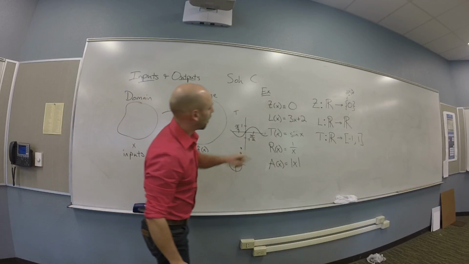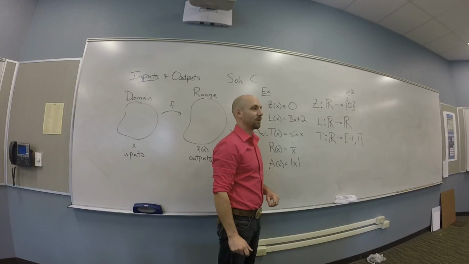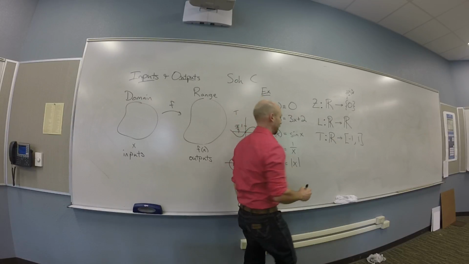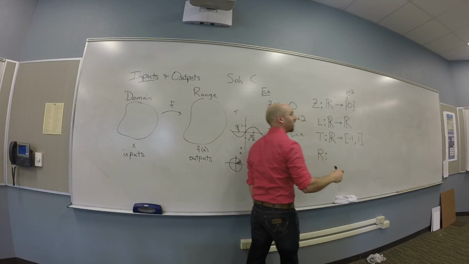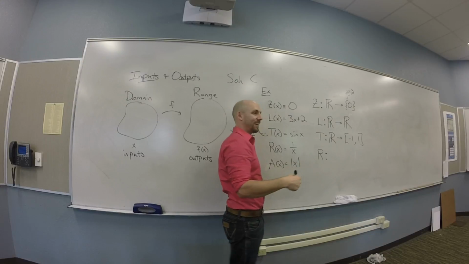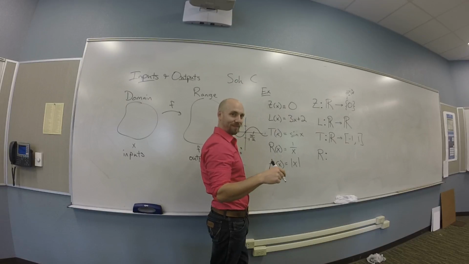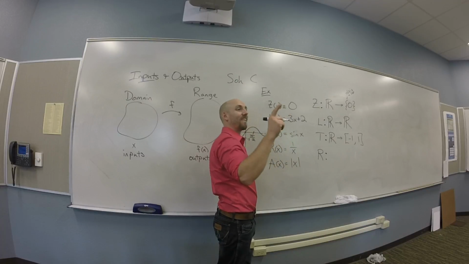Okay, all right. How about for r of x equals 1 over x? What's the domain? Not all real numbers. You can't take zero, so it's all real numbers except for 0. Is it like 0 to infinity and 0 to negative infinity?